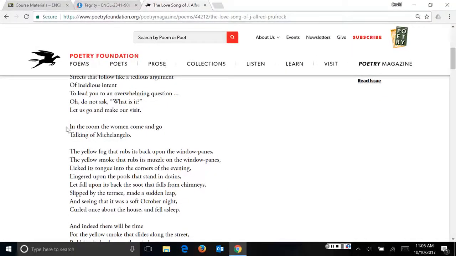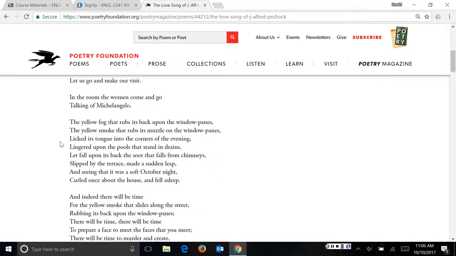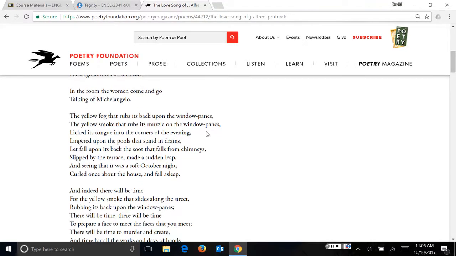He says, in the room the women come and go, talking of Michelangelo. The yellow fog that rubs its back upon the window panes, the yellow smoke that rubs its muzzle on the window panes, licked its tongue into the corners of the evening, lingered upon the pools that stand in drains, let fall upon its back the soot that falls from chimneys, slipped by the terrace, made a sudden leap, and seeing that it was a soft October night, curled once about the house and fell asleep.